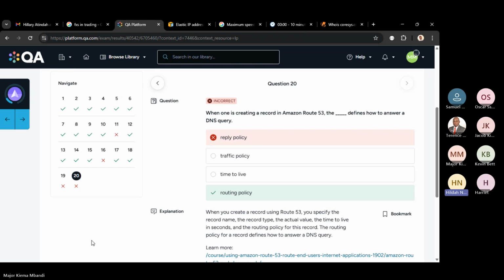When one is creating a record in Amazon Route 53, the dash defines how to answer a DNS query. The answer is routing policy. When you create a record using Route 53, you specify the record name, the record type, the actual value, the time to live in seconds, and the routing policy for this record. The routing policy for a record defines how to answer a DNS query.